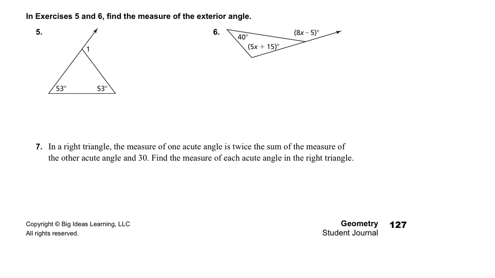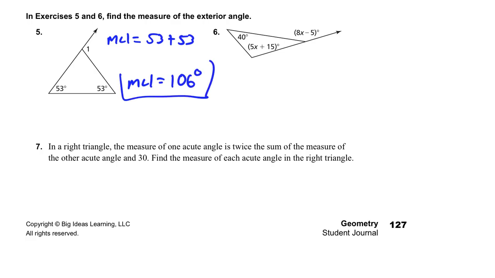All right, find the measure of the exterior angle. So the exterior angle theorem says that the measure of angle 1 here is equal to the two non-adjacent interior angles added together, which would be 53 plus 53. So the measure of angle 1 equals 106 degrees.